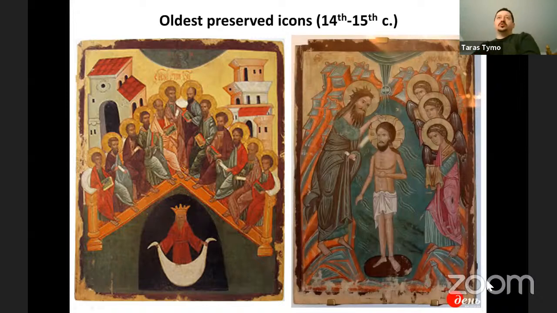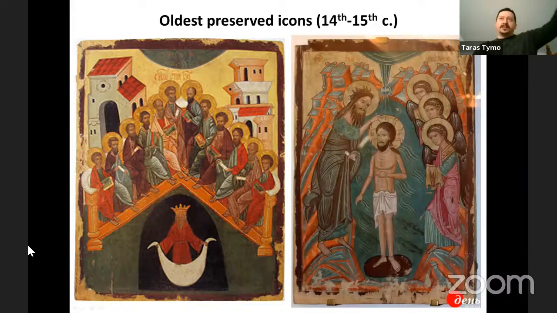You can see just two examples. There are more. I just chose this baptism of Jesus and the Pentecost icons. There are a couple more. We will see them later, and they come from the end of 14th, the beginning of 15th century, and are the oldest, the earliest icons that survived, at least in Lviv. We don't have anything earlier in Ukraine, unfortunately.